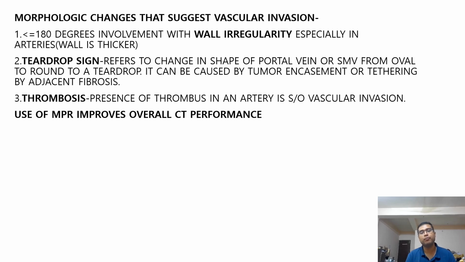So all these three important morphological changes are also suggestive of vascular invasion other than abutment and encasement. So these include wall irregularity, teardrop sign and thrombosis. All these things can be assessed properly on the multiplanar reconstructions of the CT, in which all the planes will be seen and all the vessels can be easily seen for any features of invasion.